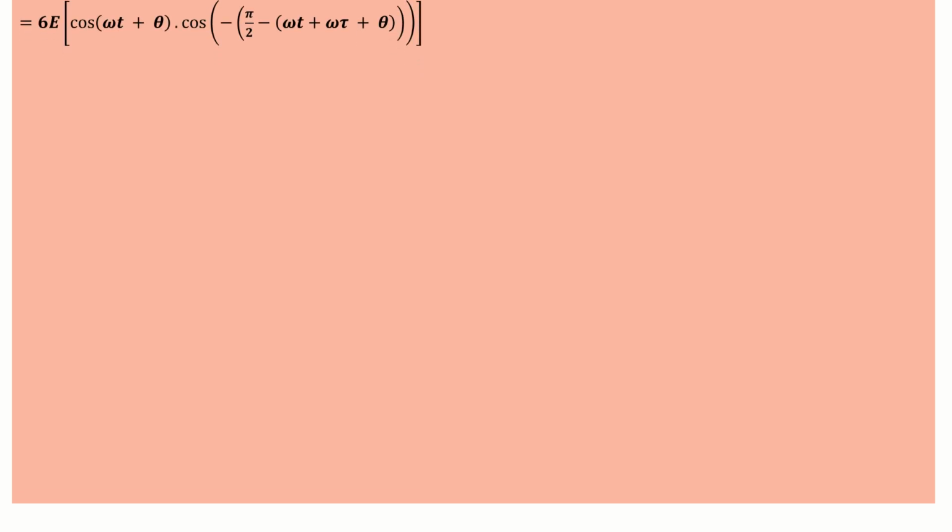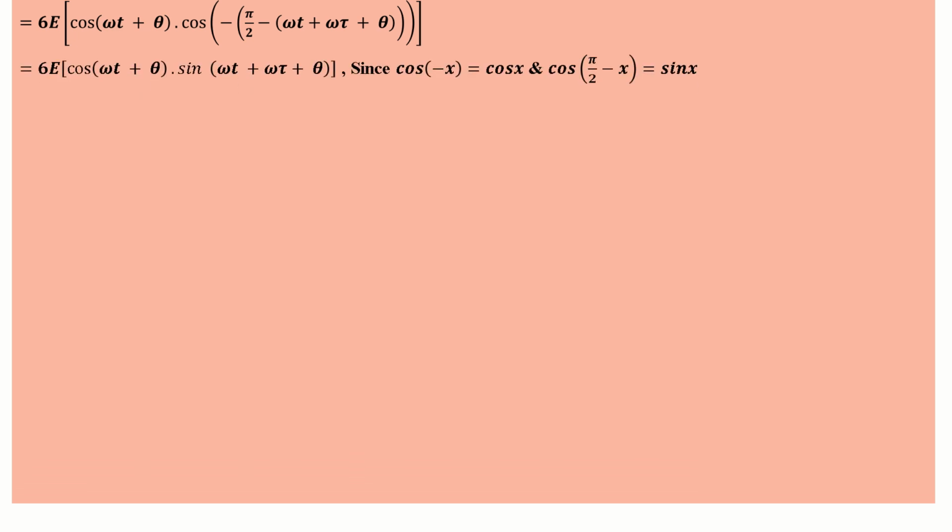Now we are rearranging the second term. So we are taking π/2 in front: minus(π/2 − (ωt + ωτ + θ)). So cos of minus θ is cos θ, and cos of (π/2 − θ) is sin θ. Cos of minus x is equal to cos x, and the cos of (π/2 − x) is sin x. So we are using the same formula. So 3 into 2 is 6, we are taking 6 outside the expected value of cos(ωt + θ) into sin(ωt + ωτ + θ).